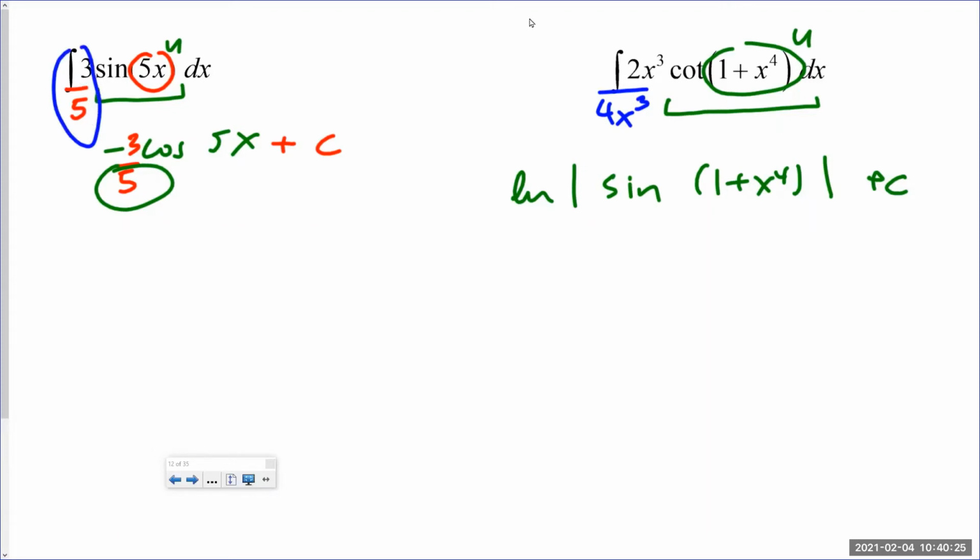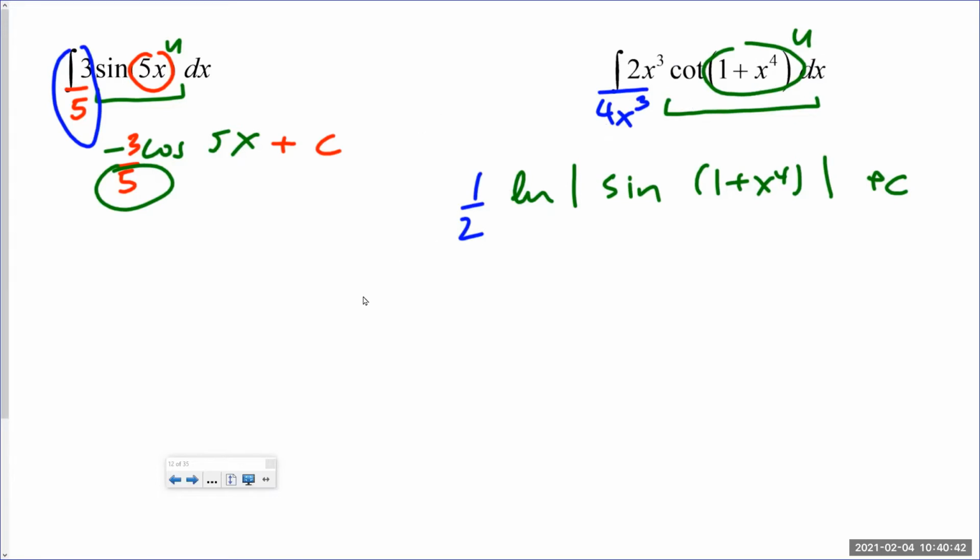But using real algebra, do your x's cancel out right here? Why, yes, they do. What do you have left? And so you can just put that right there. If they did not cancel out, that means you have to make something else your u and start all over. Does that make sense?